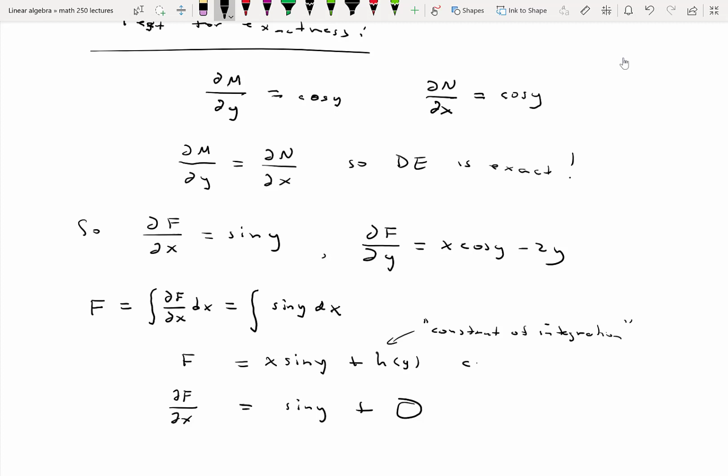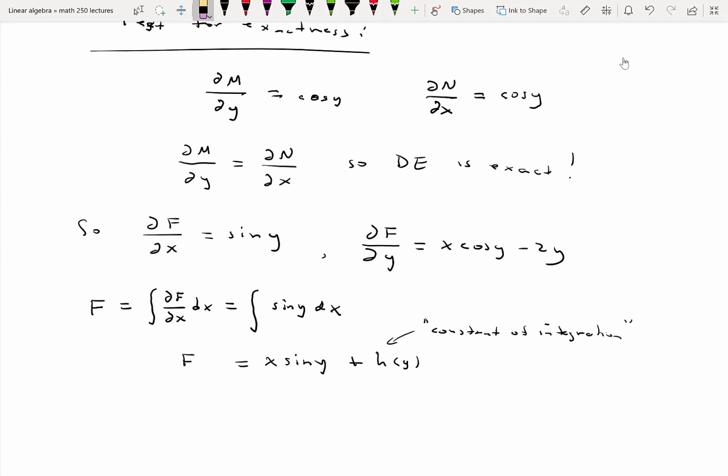I could have put cosine of y, the solution already has cosine in it. I could have put log of y, or e to the y, or sine of y squared. What's the derivative of all these functions of y with respect to x? It's 0. Okay, I'll get rid of that. So when you integrate partially with respect to x, the constant of integration is an arbitrary function of y. Okay, that's an important thing here.